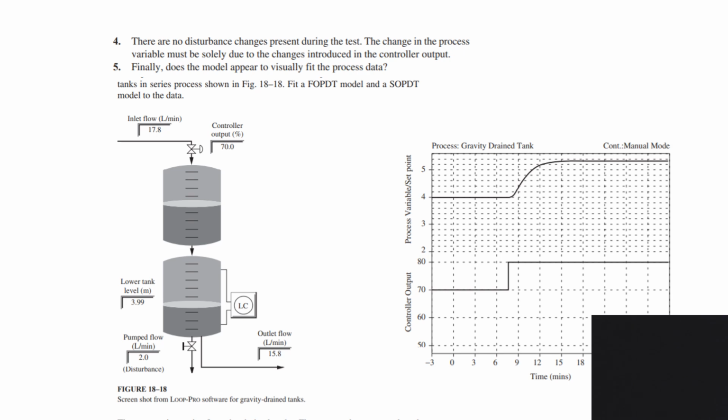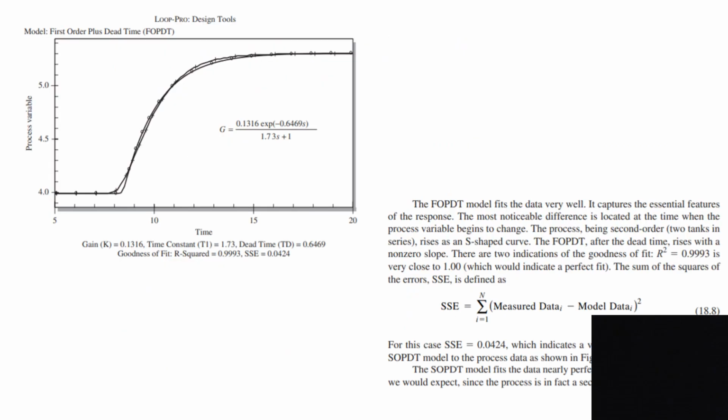Okay, so once you get the response, then try. Similarly, we are fitting the same process output with the second order plus dead time process, and it is found that the second order model is closer than the first order. Okay, because it is clear that it is a two tank storage system. Obviously, it should fit with the second order model. So in this way, we are doing a step response model, that is an S-shaped curve. We are fitting the model.